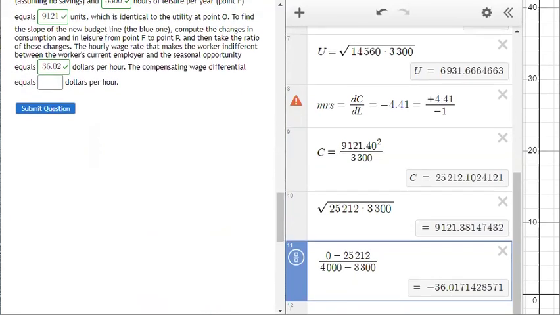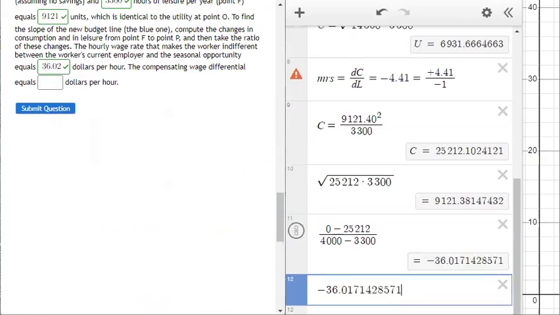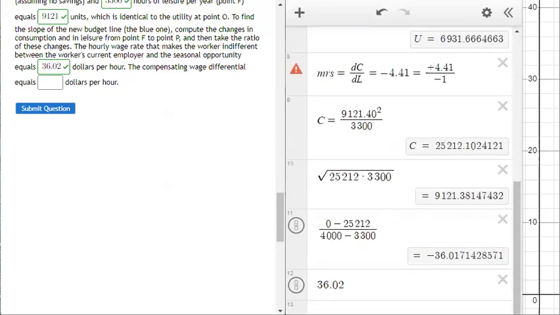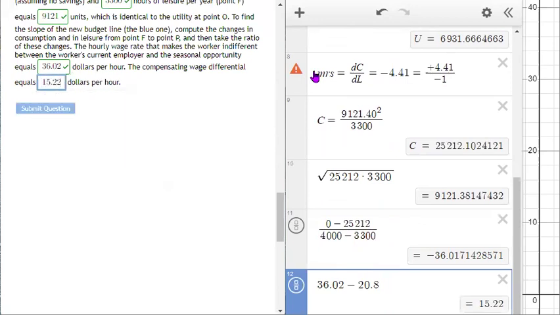And so the compensating wage differential, my final wage, is $36.02. My initial wage was $20.80. And so the compensating wage differential is $15.22 per hour.